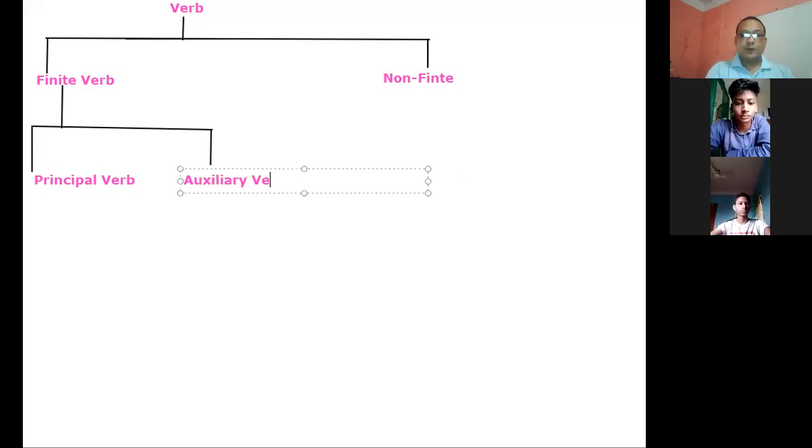Who else can say? Araf, tell me. The boy eats. Extend the sentence. You are saying only two or three words. What about a long sentence? Tell me a long sentence with some other verbs.